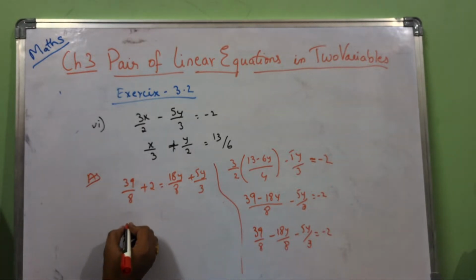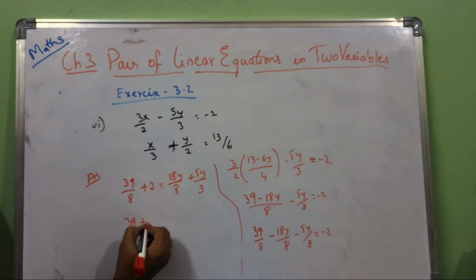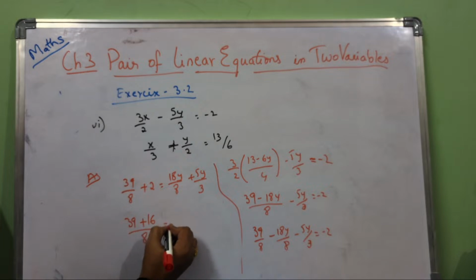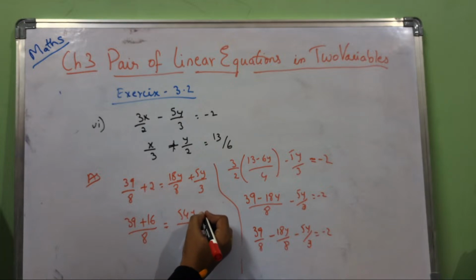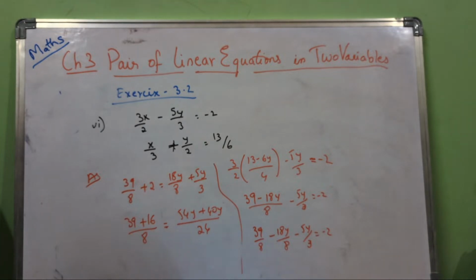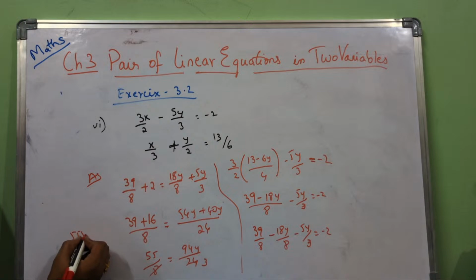Now again take LCM on 18 to 16 by 8 equal to, here LCM is 24. 18 3s is 54, 5 8s are 40, 13 plus 16 is 55 by 8 equal to 94y by 24. 8 ones, 8 threes. Now it becomes a little bit easy. 55 into 3 equal to 94y. So y becomes 5 3 is 15, 1, 65 by 94.